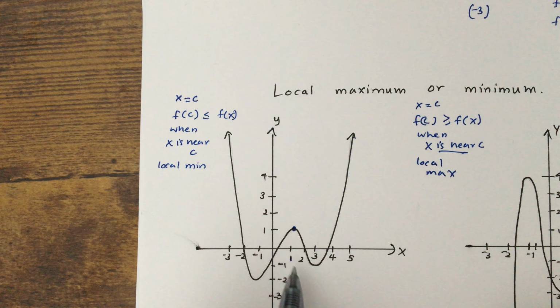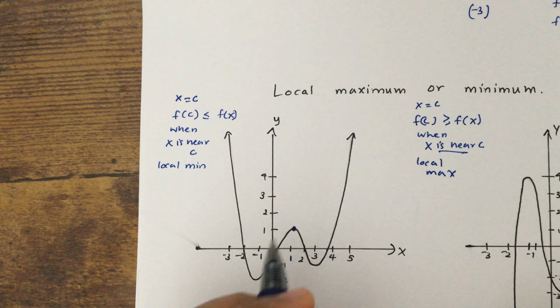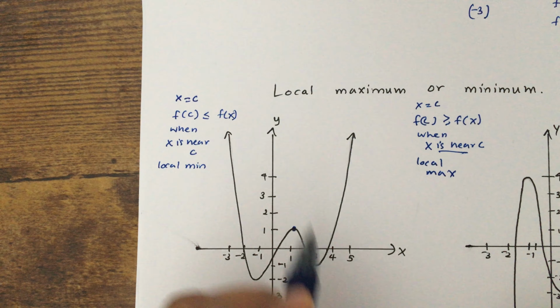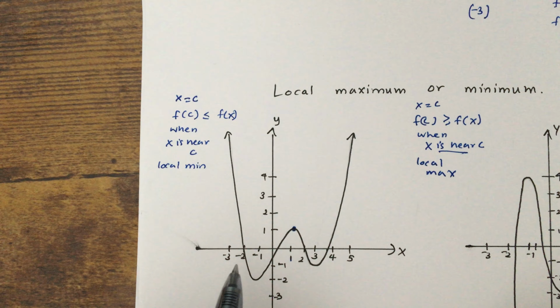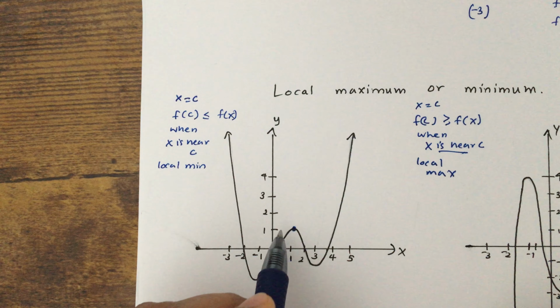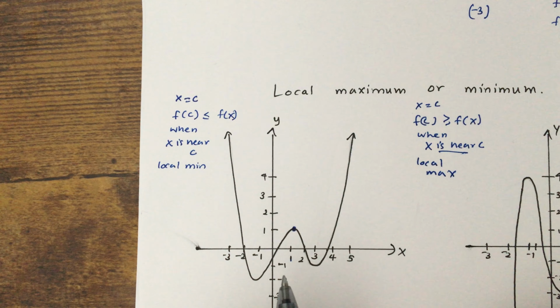So at x equals 1, what can you say? Is this a local one? You can see it's on this side, right? So that means it's a maximum, but is it local or is it absolute? How do you verify that? To verify that, you have to look at this one.